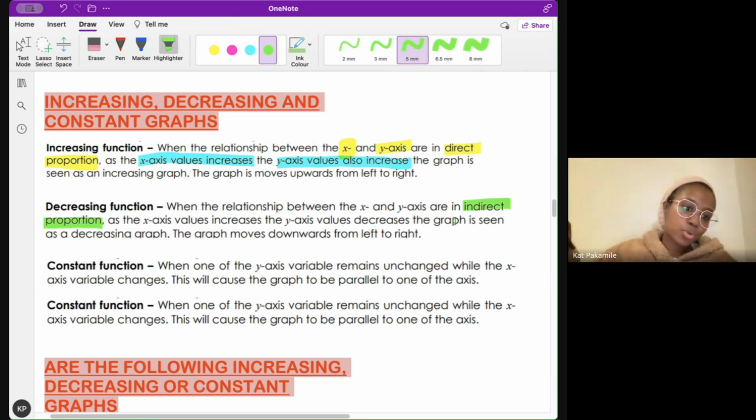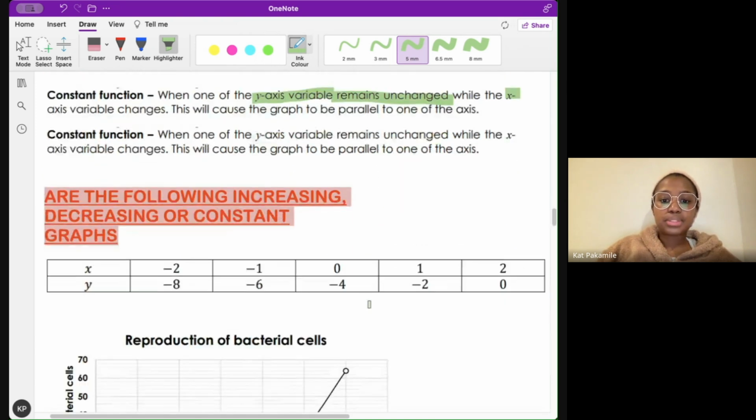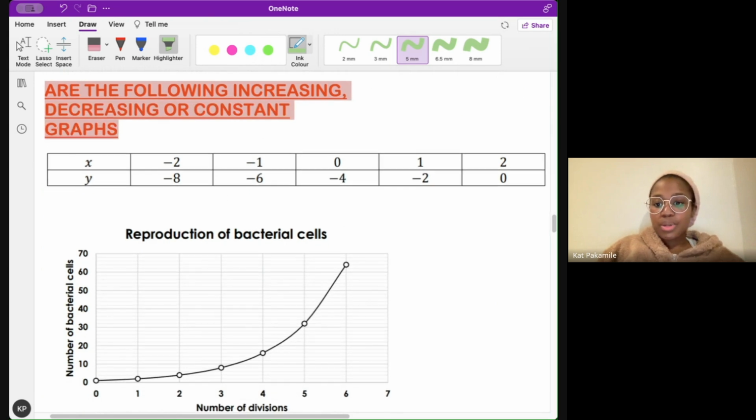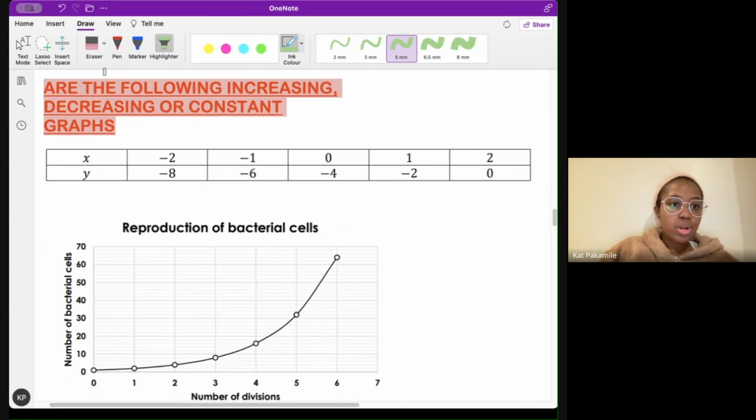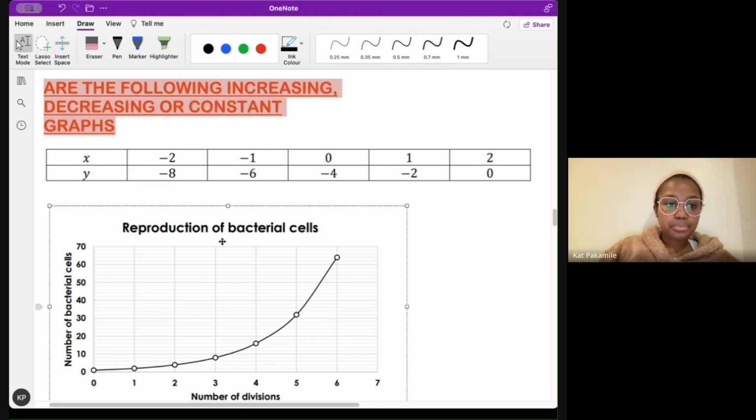That's indirect proportion. And then we have finally a third type of function, which is a constant function, where either your x or your y remains the same. Okay, we'll speak about what that looks like just now. Now, let's determine whether the following are increasing, decreasing, or constant functions. We're going to start with the table because we can.